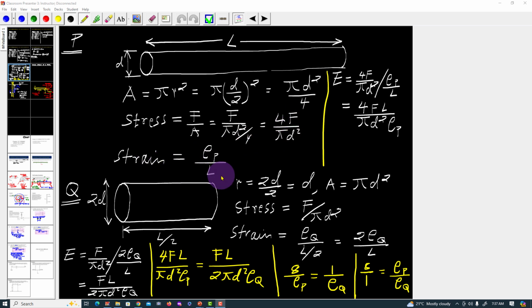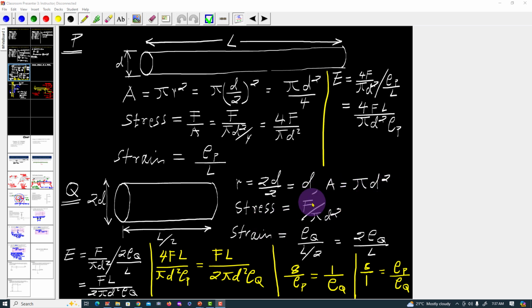The strain will be given by the extension of P divided by length L. All right. So the Young's modulus of that particular wire will be equal to stress over strain, and I get this expression. When it comes to Q, I'm going to get the radius as 2d over 2, which is d, and therefore the area will be pi d squared.